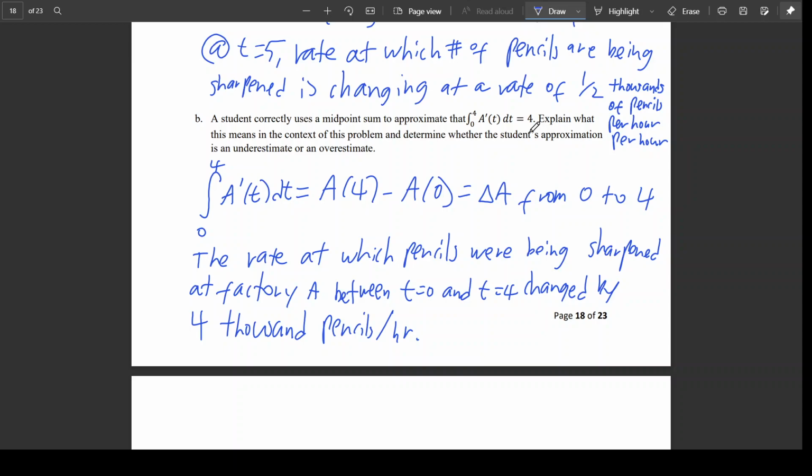And now we need to determine whether it's an underestimate or an overestimate. Okay, so we're using a midpoint sum, right? We're using a midpoint sum. And so I need to determine, is this midpoint sum an underestimate or an overestimate, right? And whenever I'm looking at midpoint sums, I'm looking at the second derivative, I'm looking at the concavity, right? So we're looking at f double prime of x, and in this case it's going to be A double prime of t, right? So A double prime of t is what we're looking at. Okay, so we need to look at, is A double prime of t positive or negative, right? That'll tell us the midpoint sum, is it an underestimate or an overestimate, right?